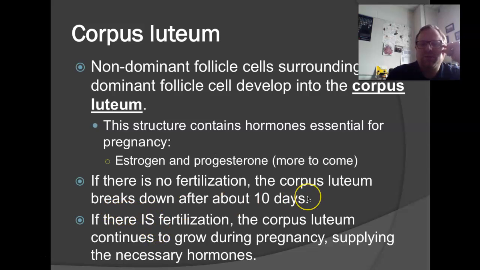If there is no fertilization, like I said, the corpus luteum breaks down after about 10 days, which stops the release of estrogen and progesterone, and which will kick off the beginning of the menstrual cycle again, which starts with menses or the shedding of the endometrium, which we'll get to in B3. If there is fertilization, the corpus luteum continues to grow during pregnancy and continues to supply estrogen and progesterone to the system. Okay.